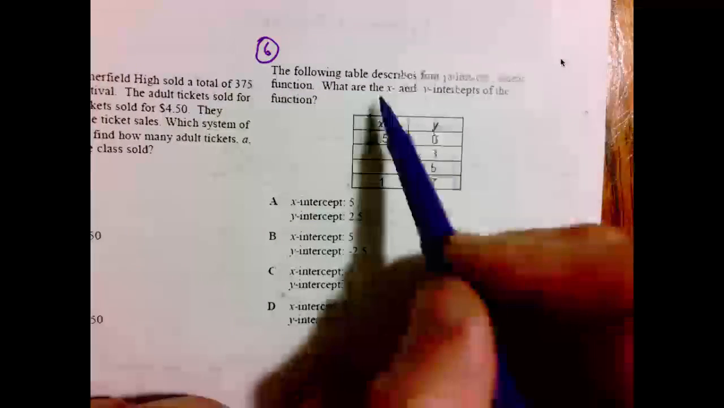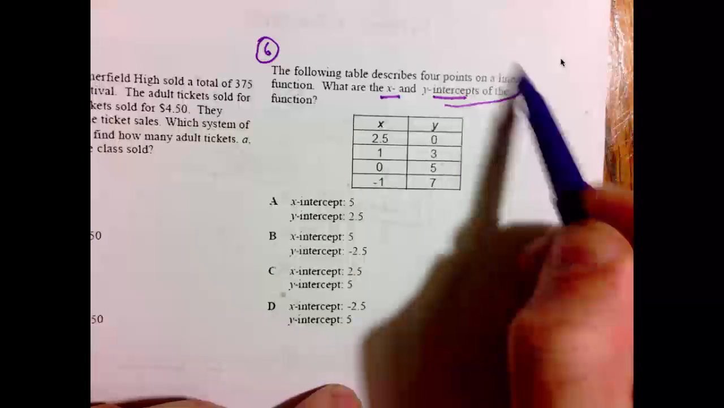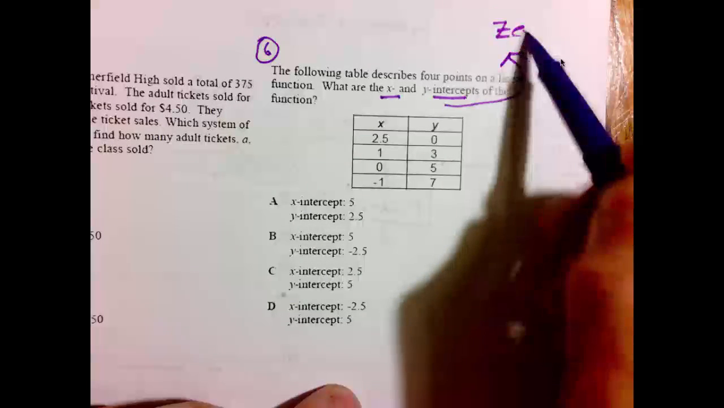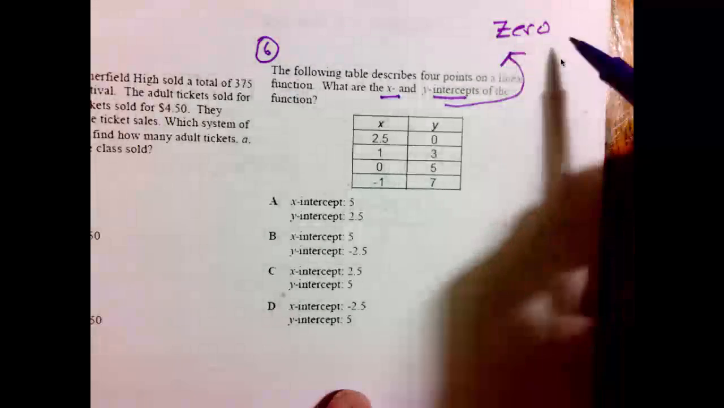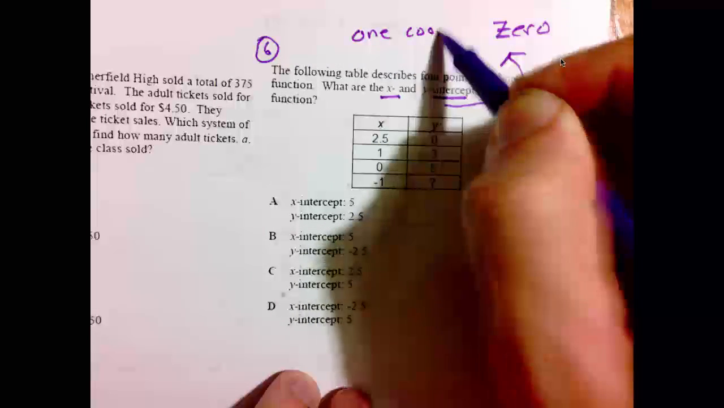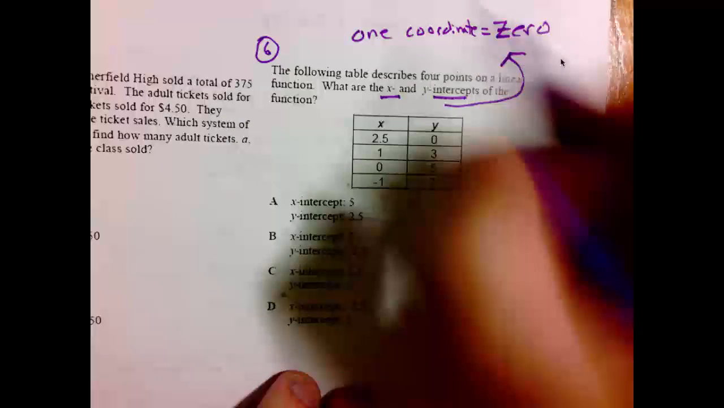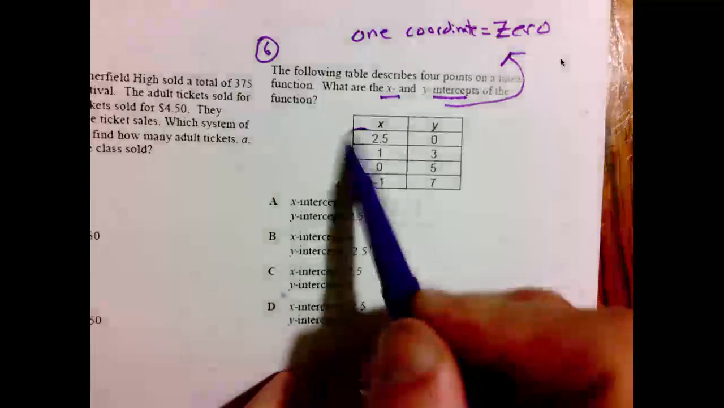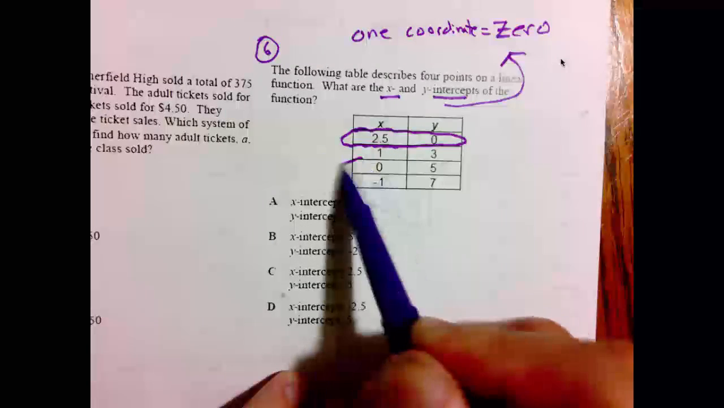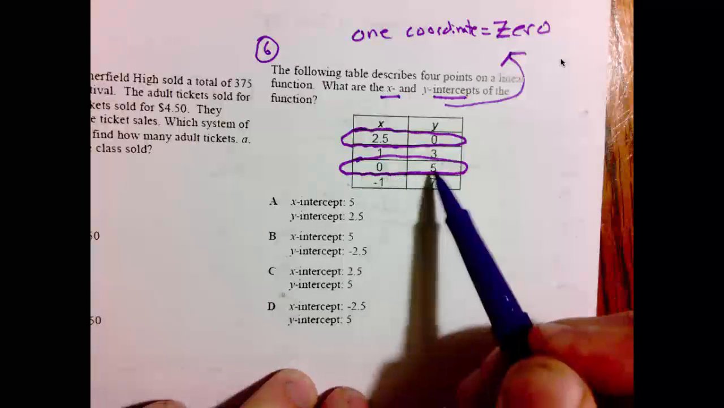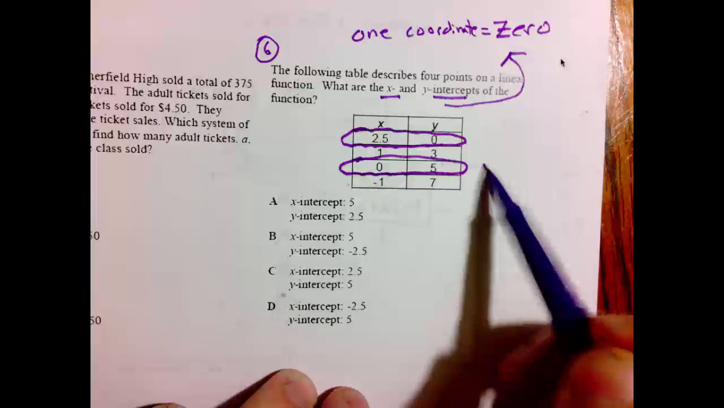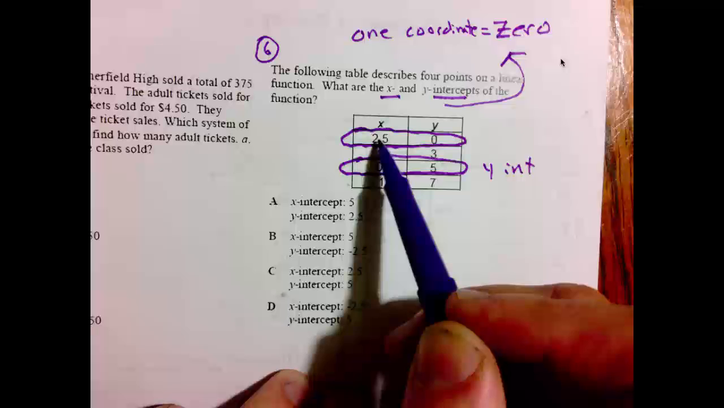All right, I'm going to skip forward and look at 6 because it involves the same business with the intercepts. We know at the x and y intercepts, there's going to be a 0 involved. One of the coordinate equals 0 at an intercept. Okay? So this must be an intercept, and this must be an intercept. This is the y. The non-zero is a y-intercept. This is the x.